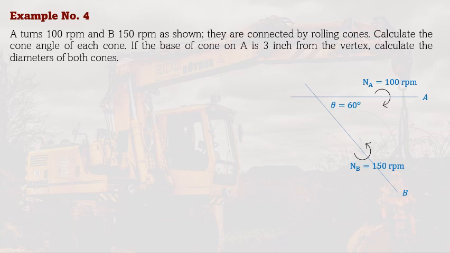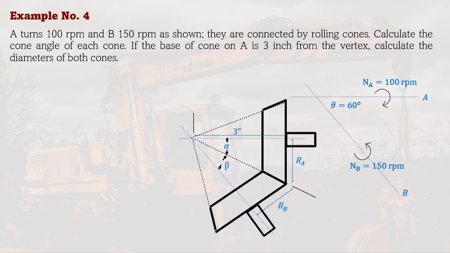So this is the illustration that you can see. We have shaft A and shaft B of cone A and B respectively. And we're also given here the speeds, which are rotating in opposite direction, as you can see in this figure. And the shaft angle, or the angle between the shafts, is 60 degrees, which is the value theta.